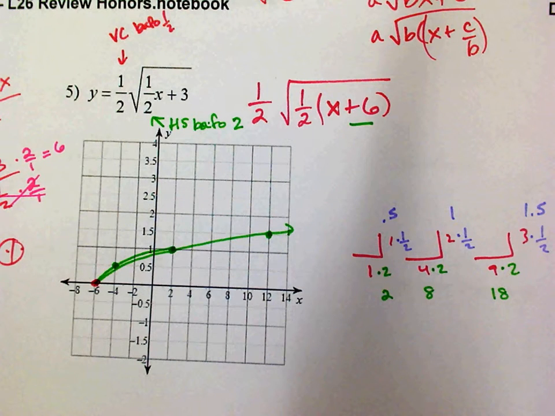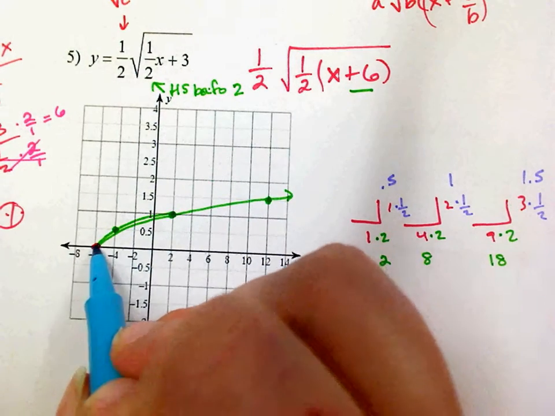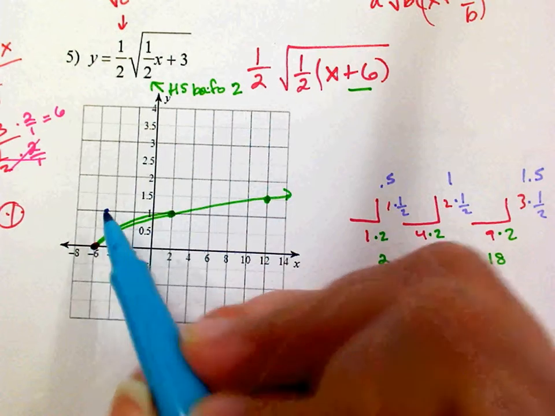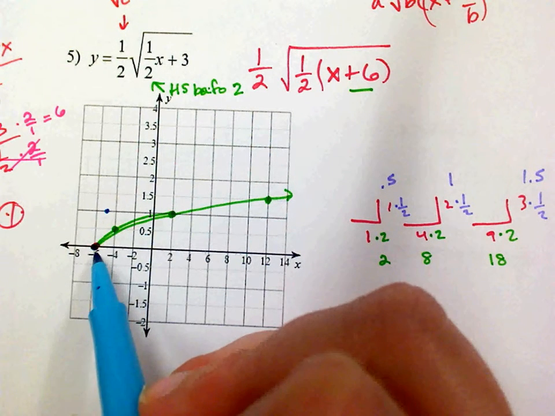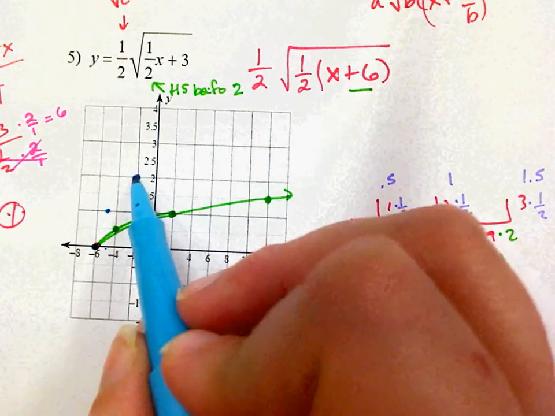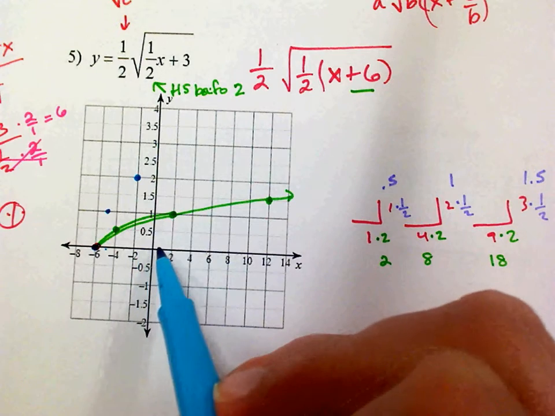Just so you have a clear idea of what the graph would have looked like if I hadn't done all those transformations. The normal one starts here, but then I travel the normal slope: over 1, up 1. And then over 4, so 1, 2, 3, 4, up 2. And then over 9, so that's 4, 5, 6, 7, 8, 9, and up 3.